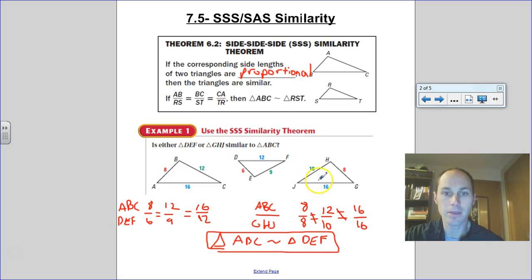When we compare ABC to GHJ, we see that AB and HG are a 1:1 ratio. AC and JG are also a 1:1 ratio, but BC and HJ are a 6:5 ratio when we simplify those down. So we would say that ABC is not similar to triangle GHJ.